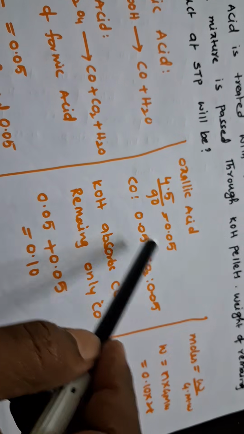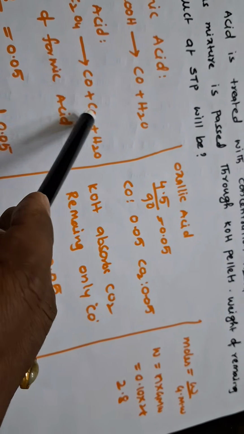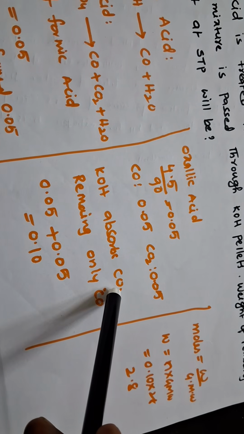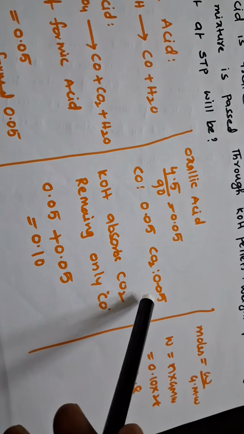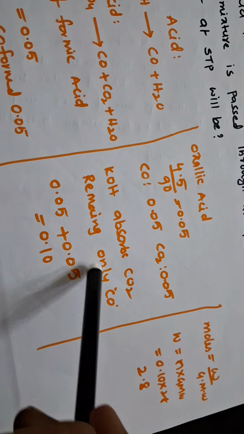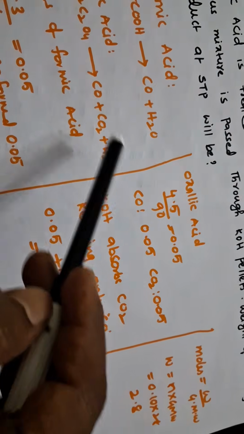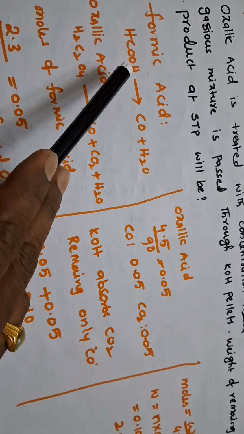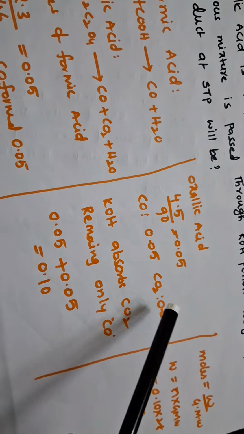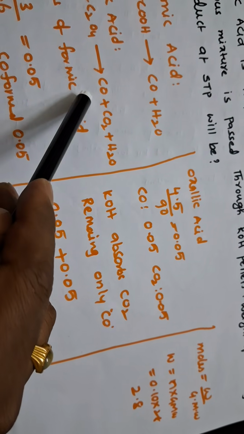So when you pass these gases, means carbon monoxide and carbon dioxide, through this KOH, KOH will absorb only carbon dioxide, just now I explained. When carbon dioxide is completely absorbed by KOH, then which gas will remain? Carbon monoxide. How much carbon monoxide will remain? Here 0.05 mole from the formic acid, and 0.05 mole from the oxalic acid. So means 0.05 mole here and 0.05 mole here.